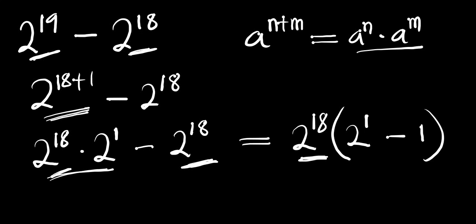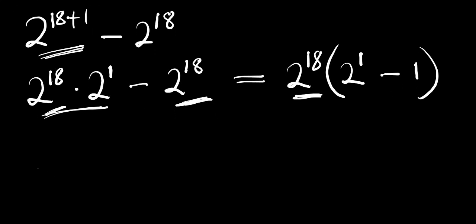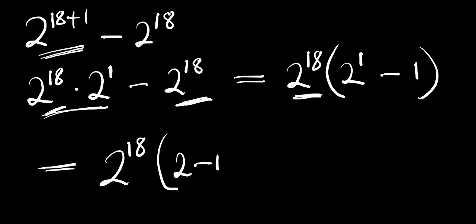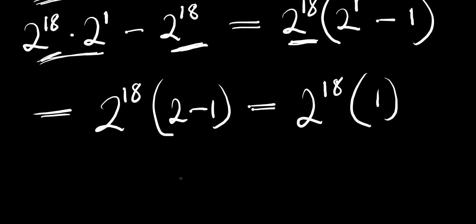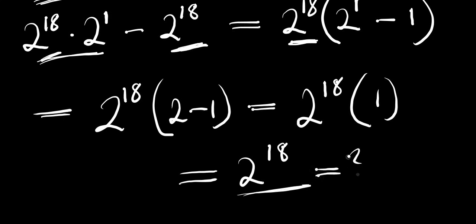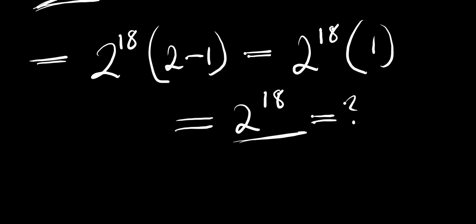So we proceed. The next thing we are going to do is we are going to have 2 to the power of 18 into 2 to the power of 1 is 2. We have minus 1. And this will give us 2 to the power of 18 into 2 minus 1 is 1. If you multiply this out, we are going to have 2 to the power of 18. This is the answer in index form. So let's find the value for 2 to the power of 18. That is the next thing that we are going to do right now.